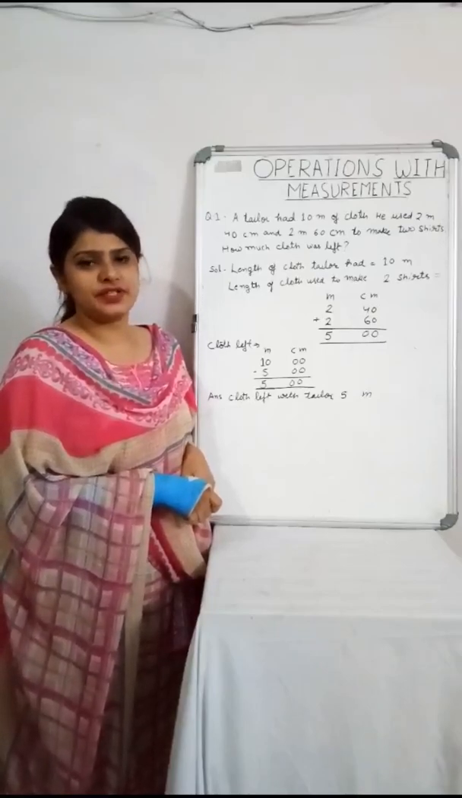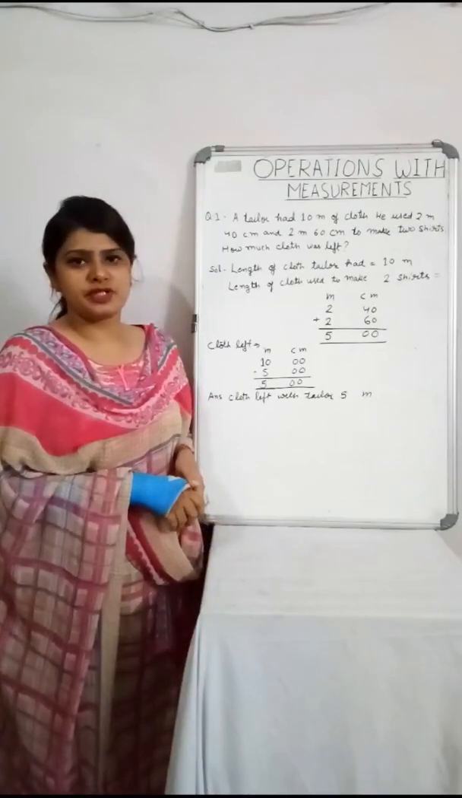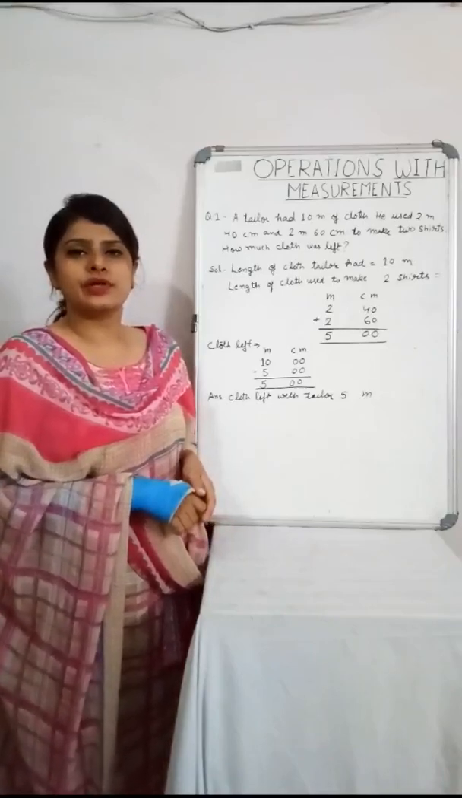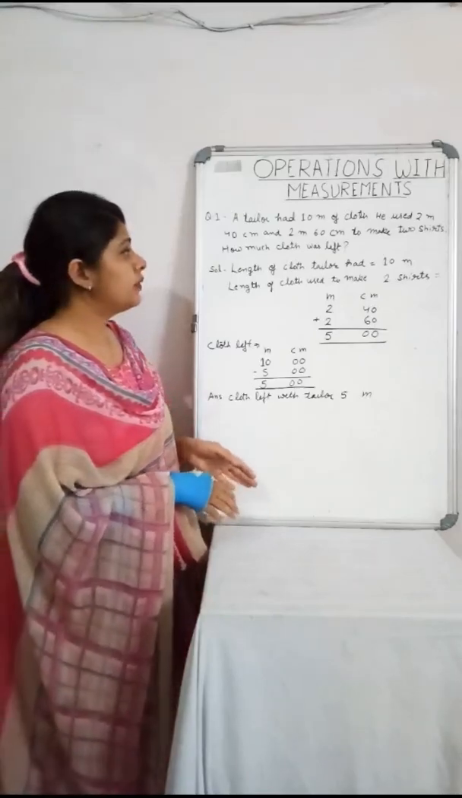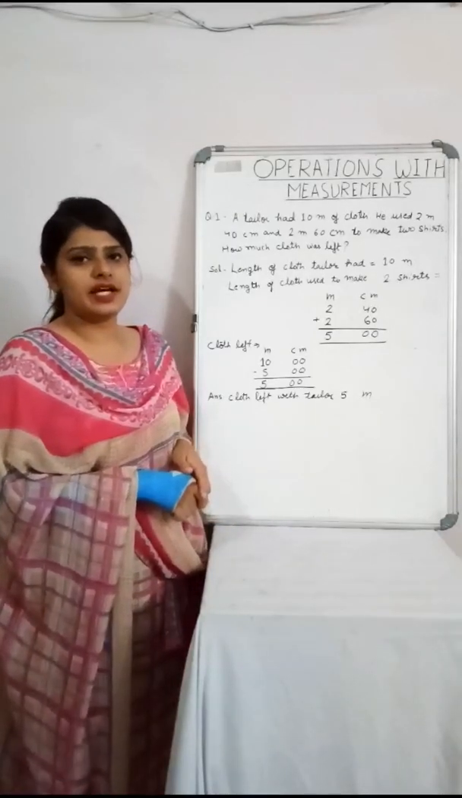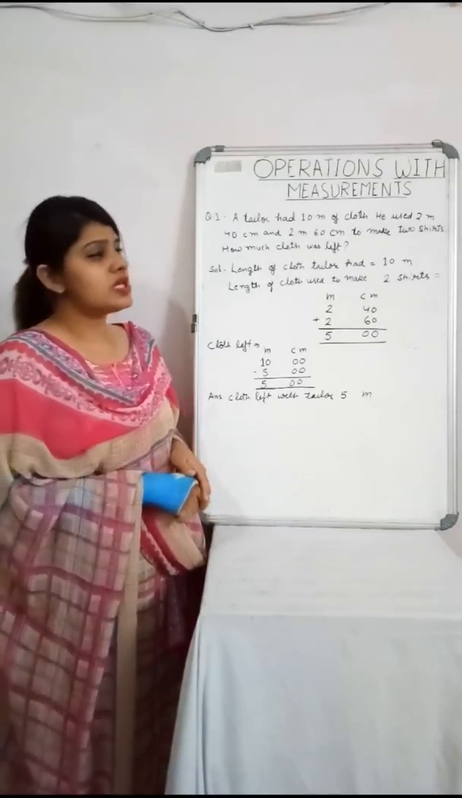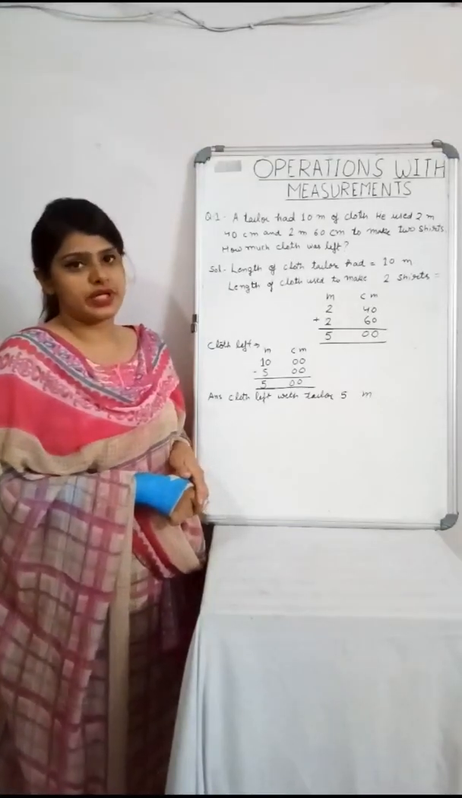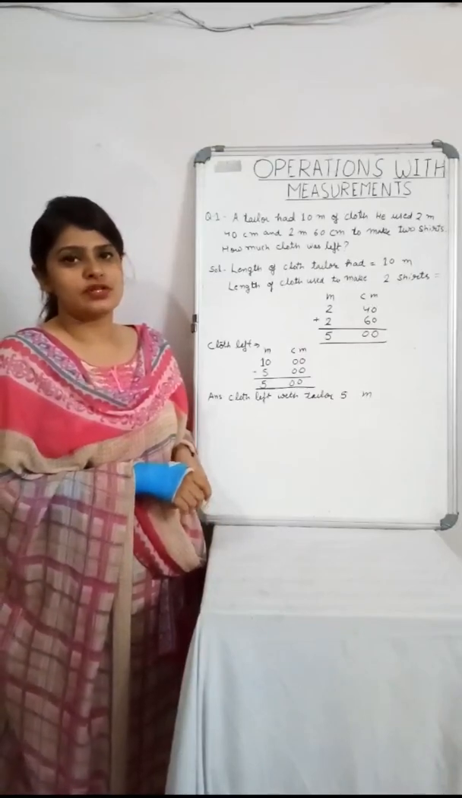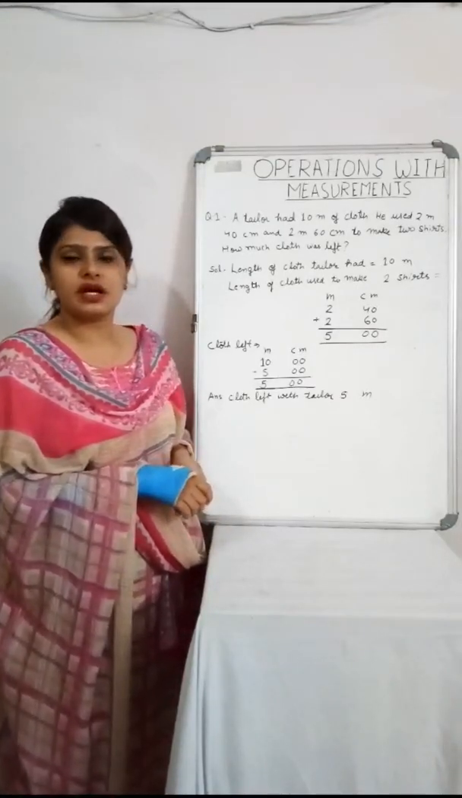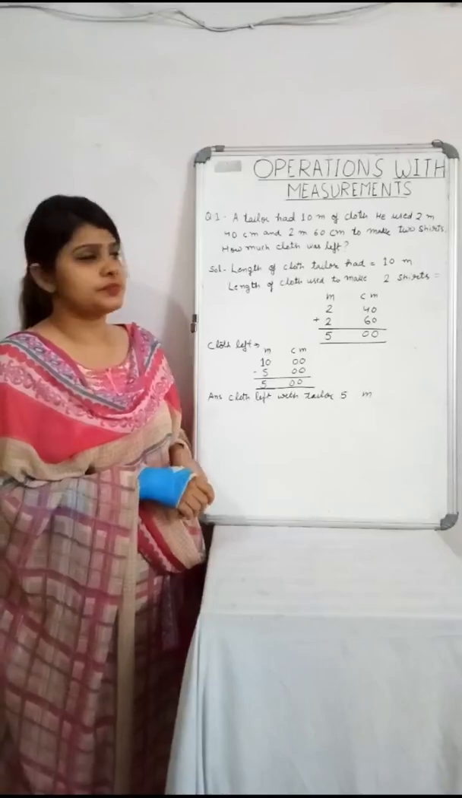This is my third video on operations with measurements. Today we will solve the word problems based on these measurements. Question number 1. A tailor had 10 meters of cloth. He used 2 meter 40 centimeters and 2 meter 60 centimeters to make 2 shirts. How much cloth was left?